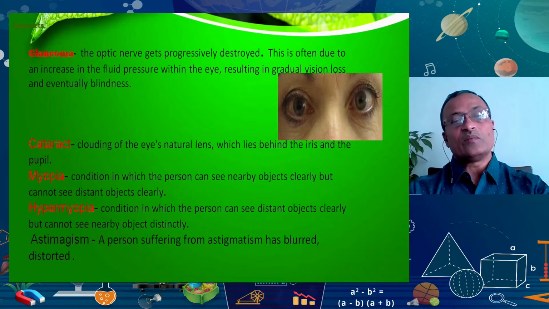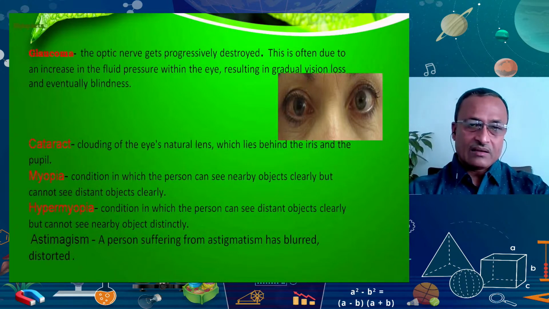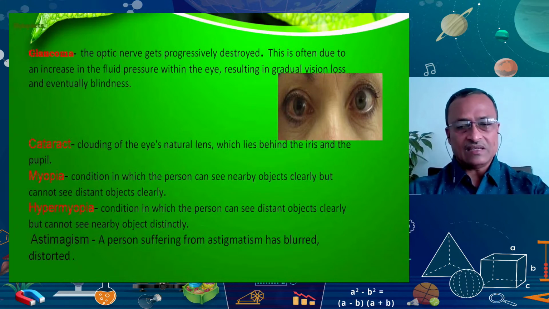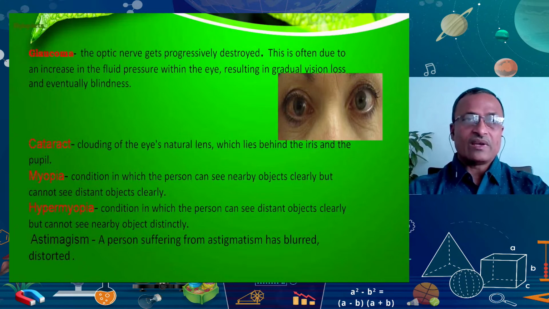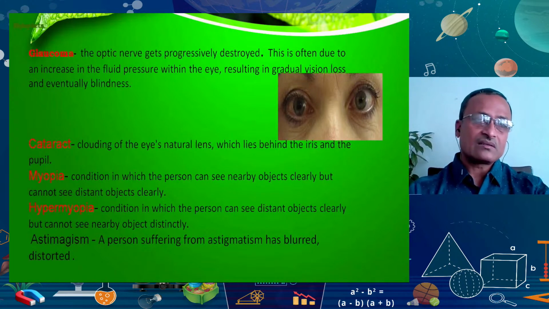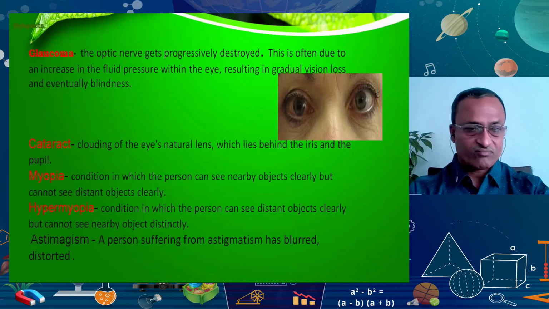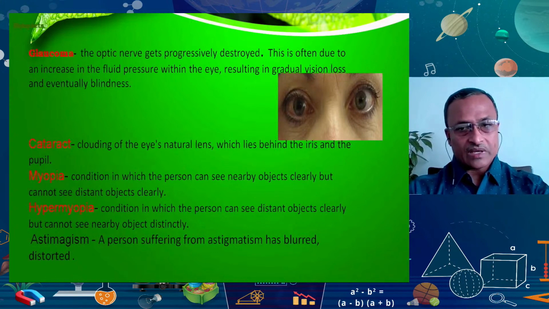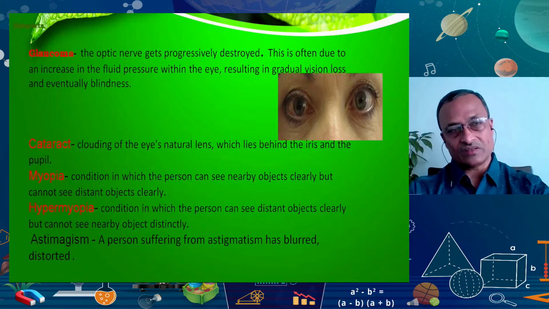Cataract is a problem of the eye's natural lens, which lies behind the iris, where a clouding of the lens occurs, and slowly the vision gets hazy. Myopia is the condition where a person can see nearby objects clearly, but cannot see distant objects. Hypermyopia is a condition where a person can see distant objects, but is unable to read nearby objects. Astigmatism is another disease where a person suffering from astigmatism has blurred and distorted images.